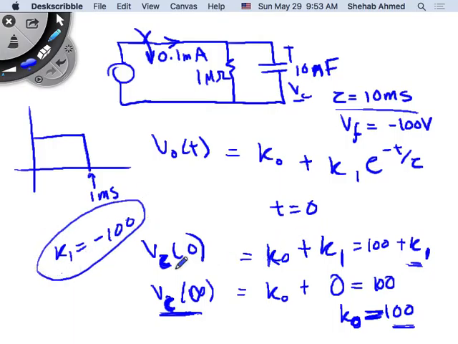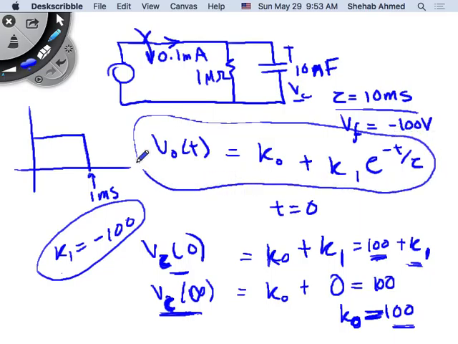So at t equals 0, VC is equal to 0. I assume 0 initial conditions. For 0 initial conditions, K0 plus K1 is equal to 100 plus K1. 100 we got from the K0 here. Now we want to calculate K1 because I want to substitute in this format.